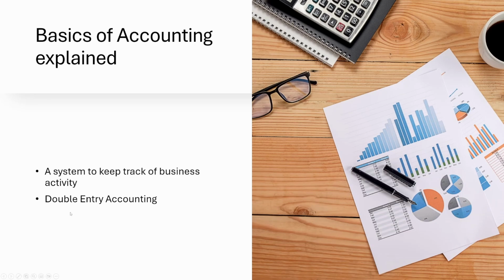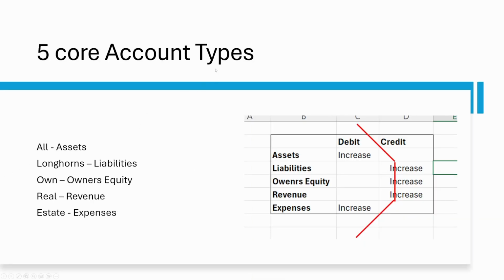And we operate on the double entry accounting system, which just means every time you have a transaction with those debits and credits, whatever lines up on the debit side is going to line up on the credit side, so everything's in balance and everything always nets to zero. Now, let's go over to the 5 core account types. There are assets, liabilities, owner's equity, revenue, and expenses.